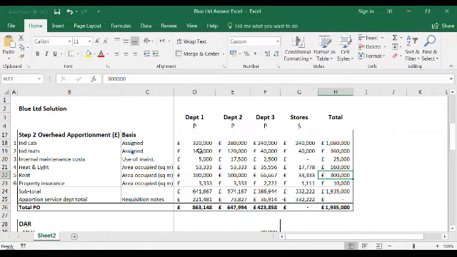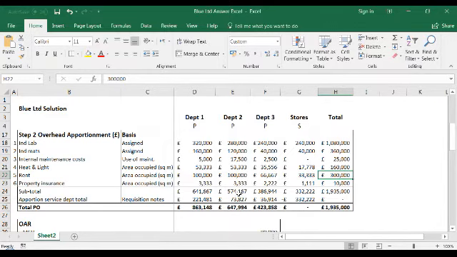So once we have done that, all 7 indirect costs have been spread across the 4 departments using these bases. Now we just total them, so we get each departmental total.